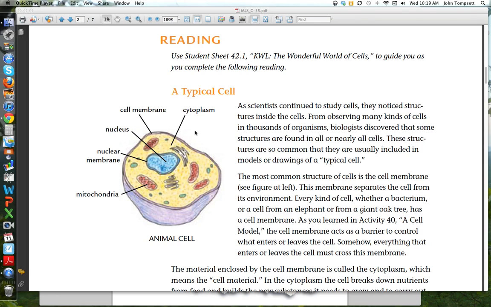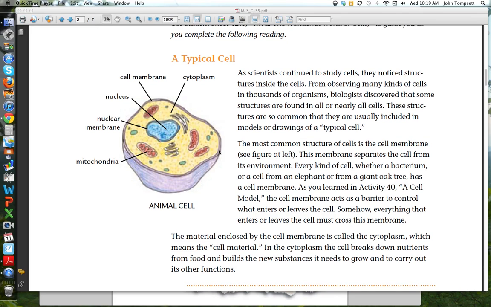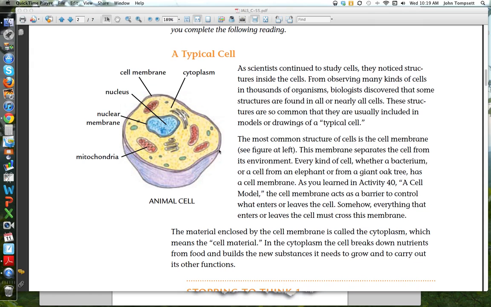Every kind of cell, whether a bacterium or a cell from an elephant or from a giant oak tree, has a cell membrane. As you learned in activity 40, a cell model, the cell membrane acts as a barrier to control what enters or leaves the cell. Somehow, everything that enters or leaves the cell must cross this membrane. The material enclosed by the cell membrane is called the cytoplasm, which means the cell material. In the cytoplasm, the cell breaks down nutrients from food and builds the new substances it needs to grow and to carry out its other functions.